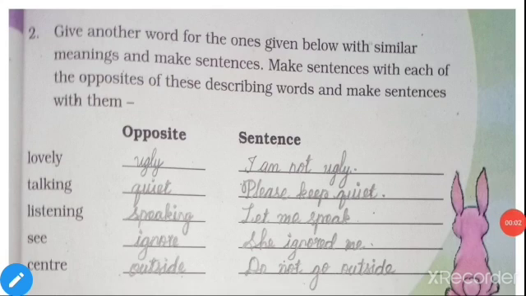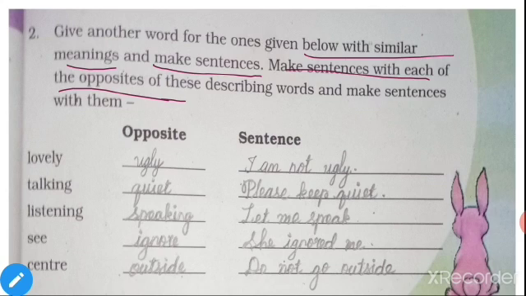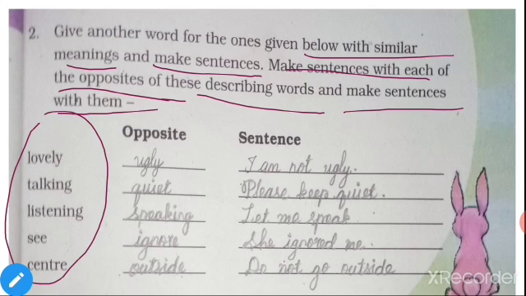Next, give another word for the ones given below with similar meanings and make sentences. Make sentences with each of the opposites of these describing words. Here, these are describing words. Okay, we are going to write the opposite words for this and also sentences.